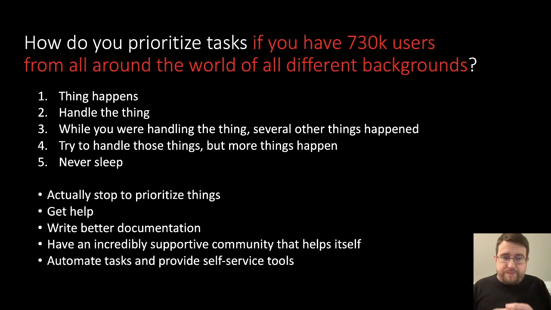So to resolve this, actually stop to prioritize things. Actually say, okay, is the site outage more important or less important than this email that just came in? Don't just handle the things in the order that you saw them. Get help from other people. I have a bunch of beta testers. I have people watching the site. I have people helping me run the community. I have an entire subreddit of people that helps itself. We have things documented on the subreddit wiki. I've automated a bunch of tasks on the back end, and I've provided some self-service tools for some sorts of things. Basically just streamlining things and stopping to think and figure out what needs to be done.